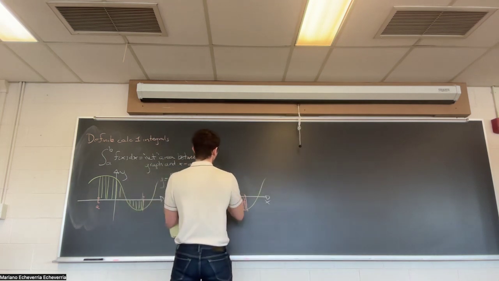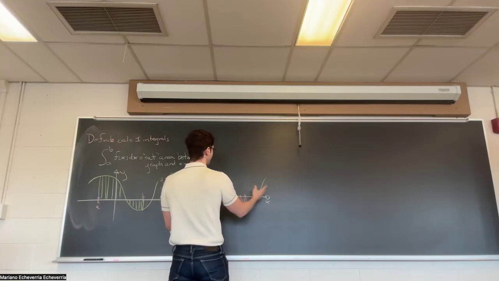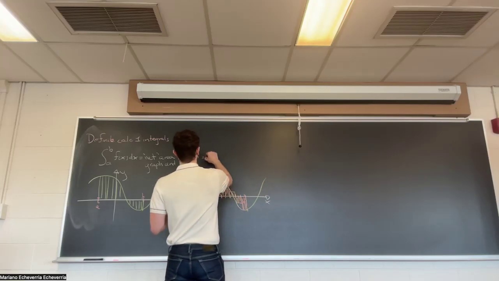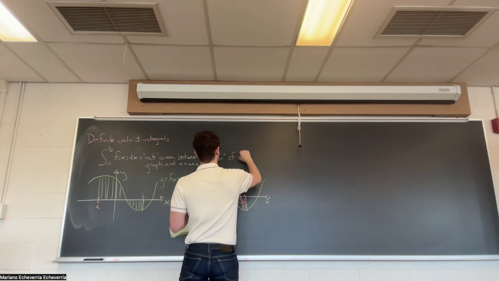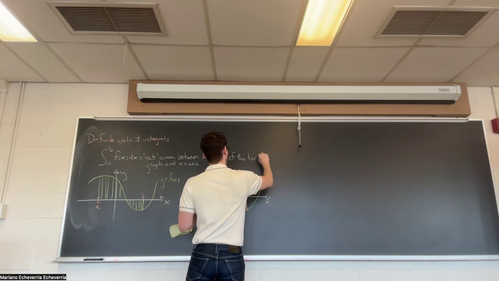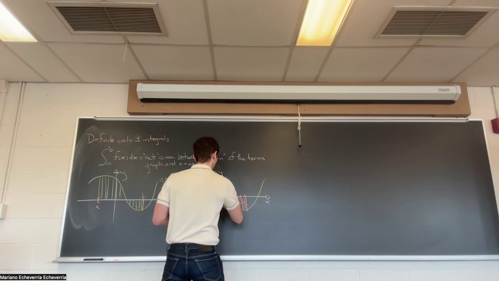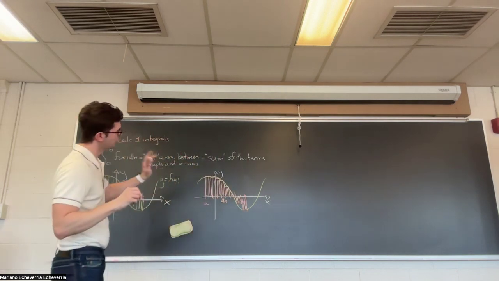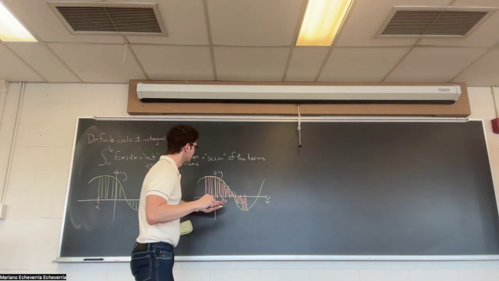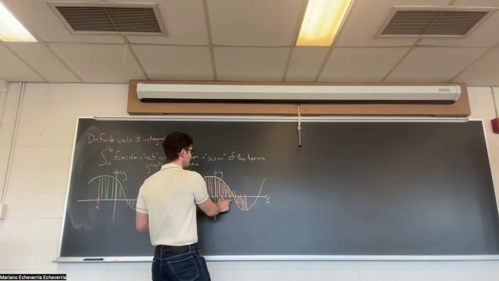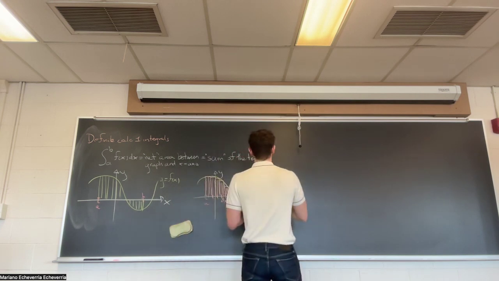It's just that the terms that you're adding are really, really small. So an integral in the end is like a sum of the terms. If you think of the width as delta x, then the area of this rectangle is base times height, so it's delta x times the height.